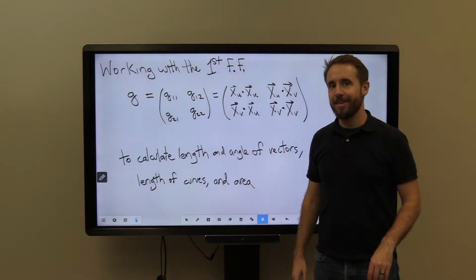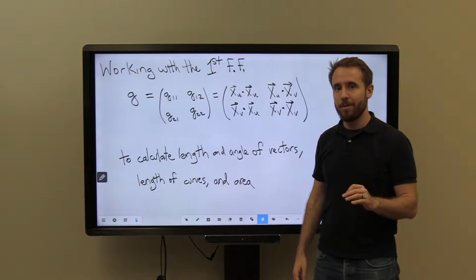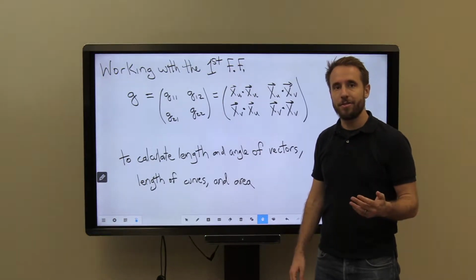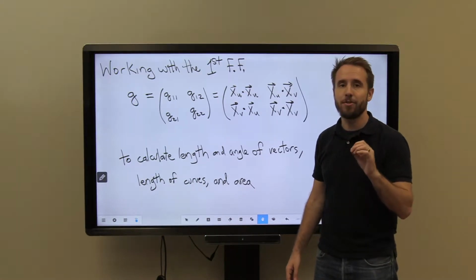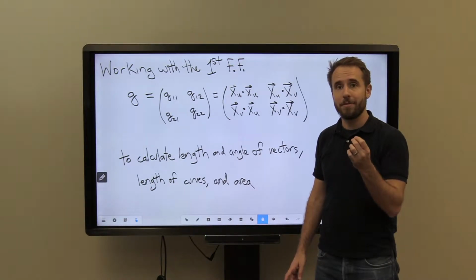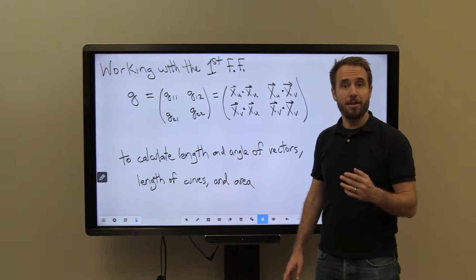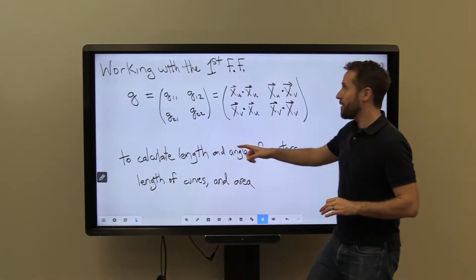All right, hey everybody. So in the last video, we learned about the first fundamental form, right? And this was a bilinear form, a bilinear function defined on the tangent space of our surface at each individual point, right? And it was created to simply compute the dot product of different vectors that were in that tangent space. And we saw that this could be represented in a matrix form, right? We would typically call this matrix G.